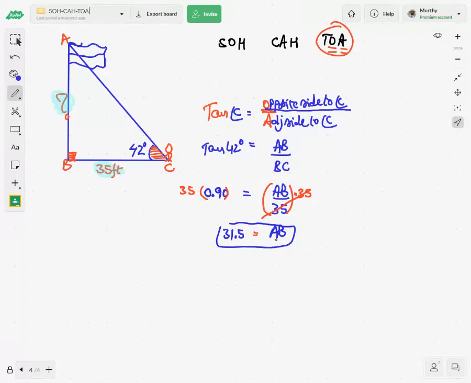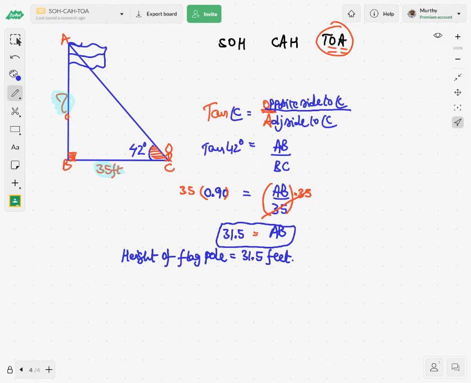So that is the height of the flagpole, which is 31.5 feet. Height of the flagpole is 31.5 feet. That's the height.